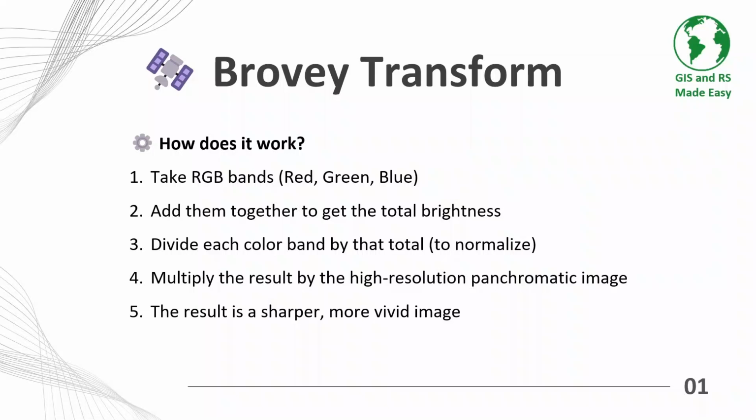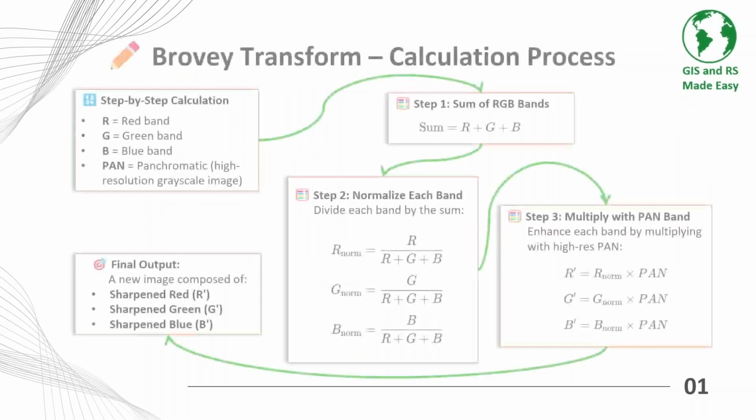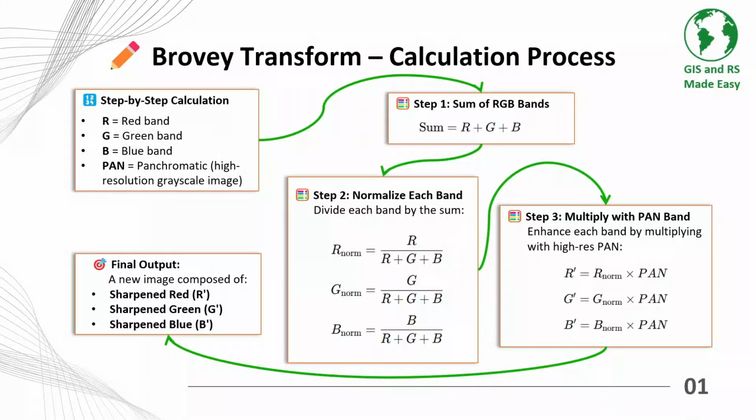Now let's see the steps. How does it work? It first takes the RGB image and adds the bands together to get total brightness. Then it divides each color band by the total to normalize the bands, and then multiplies the result by the high resolution panchromatic image. Compared to the RGB image, the final result is much sharper and more vivid. Now let's see how the Brovey Transform calculation process works. First we need the RGB image, so the red band, green band, blue band, and the panchromatic image, that is the black and white high resolution image.